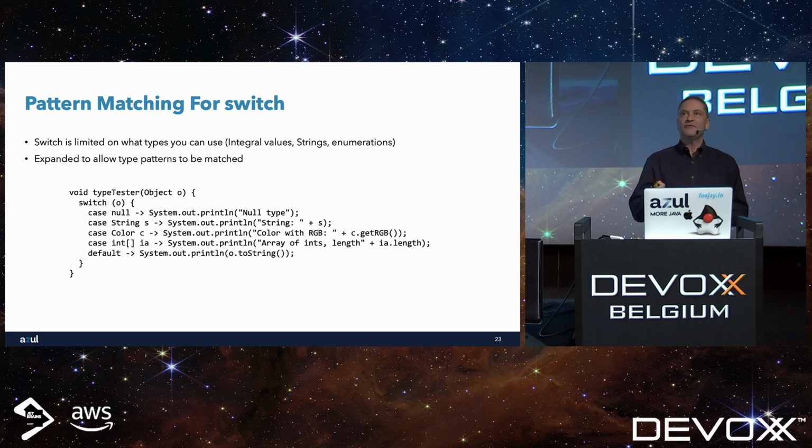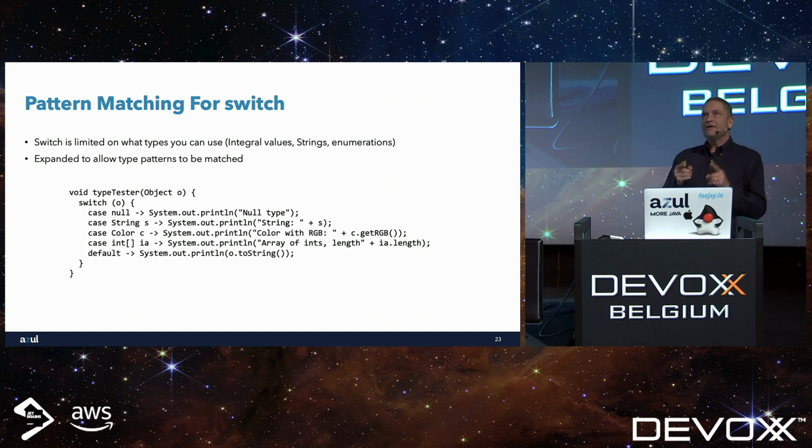But then we can have pattern matching in terms of case String, give it a pattern variable s. So again, the pattern predicate is the case String, and the pattern variable is s. Print out the string afterwards. If we've got a Color, we can do that. We can call the getRGB method on that.